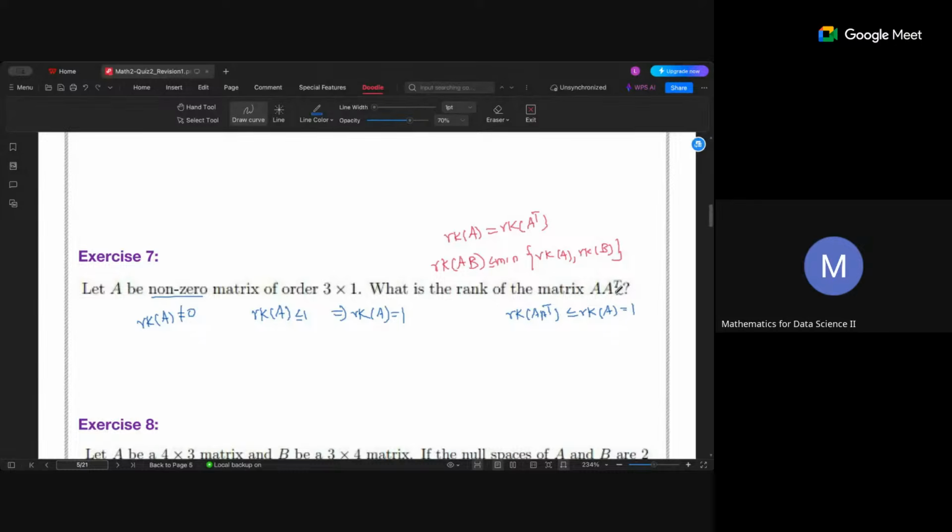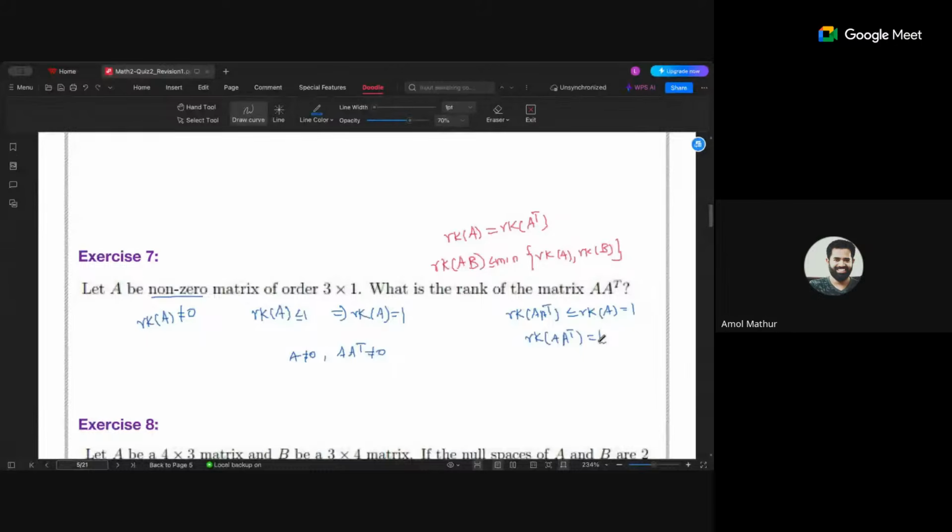So here what is the rank of A transpose then? If A is non-zero, can I say that A transpose is also non-zero? So you can say rank of A transpose is 1. Okay, fine. All right.